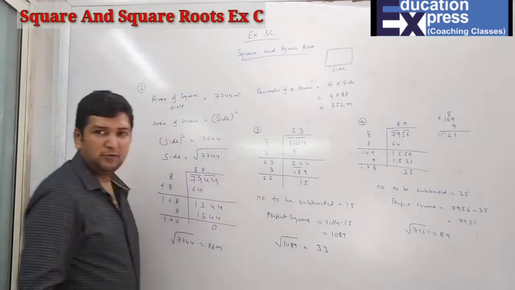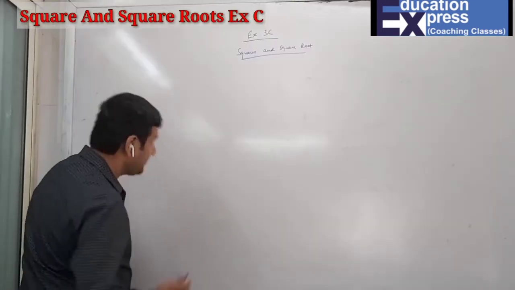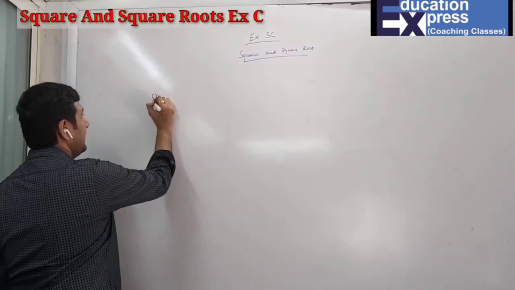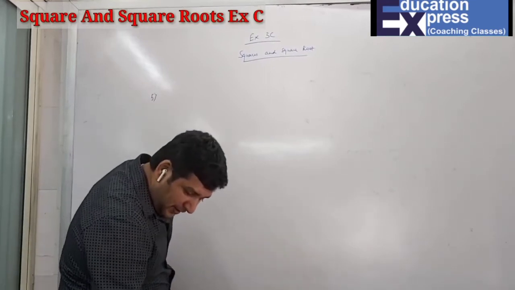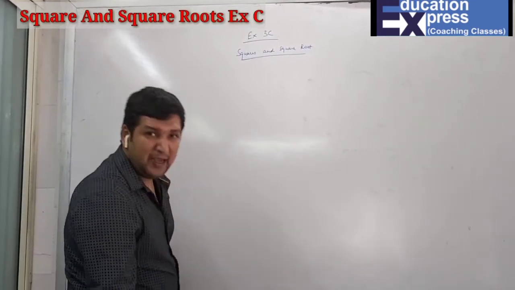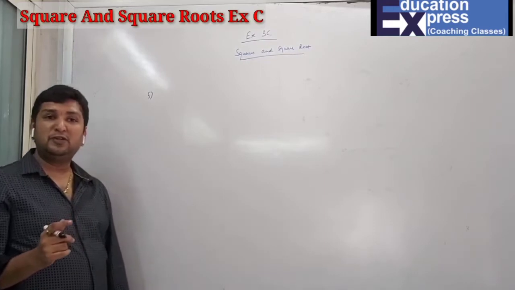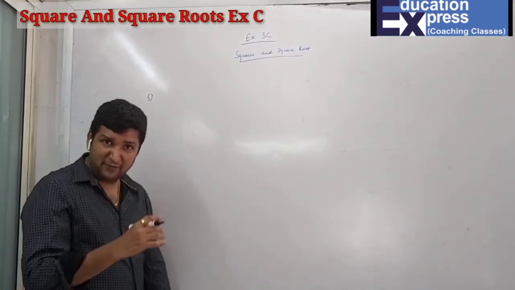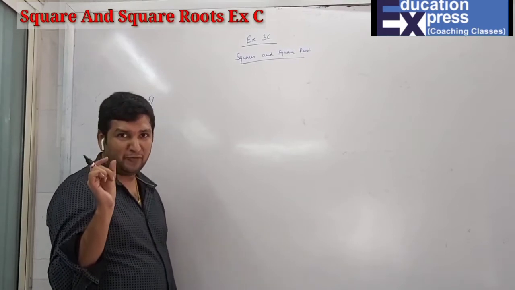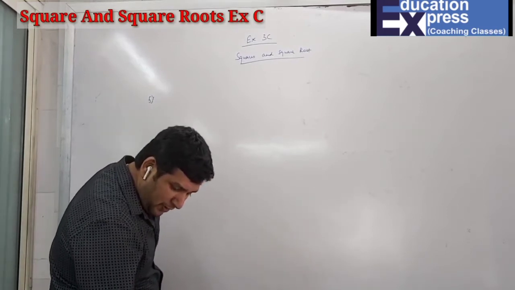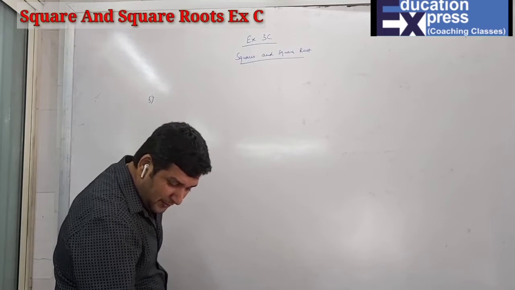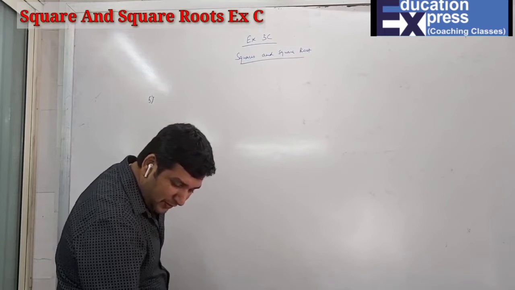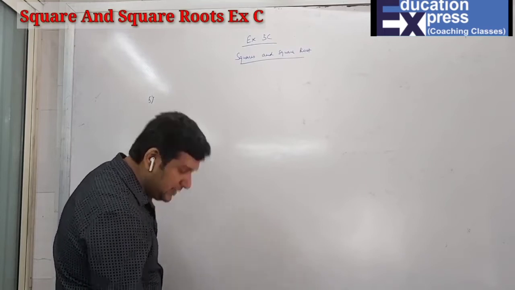Done. Now question 5. Find the least number which must be added. Till now I was finding the number which I have to subtract. Now the number we have to add. We just see it in exactly the same way. Only in the last step there is a little difference over here. So we just learn how to find the number which should be added to get a perfect square and square root. Find the least number which must be added to 6203.